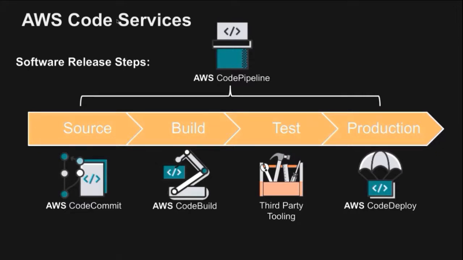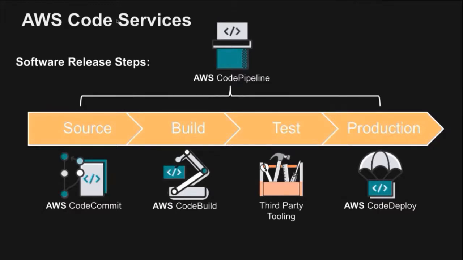So first, for the source phase, we have CodeCommit here. That's the AWS managed Git-based code repository service. This is one option for our customers. It's provided for those who want to use AWS for their end-to-end solution. We also have some partners like GitHub and Atlassian's Bitbucket that you can also use in the source phase.